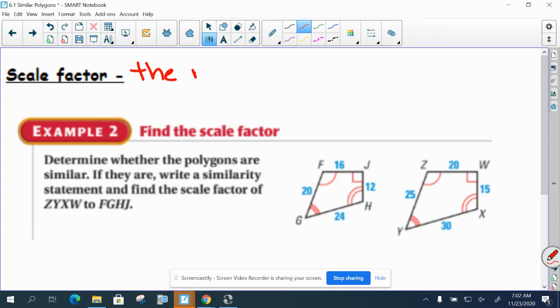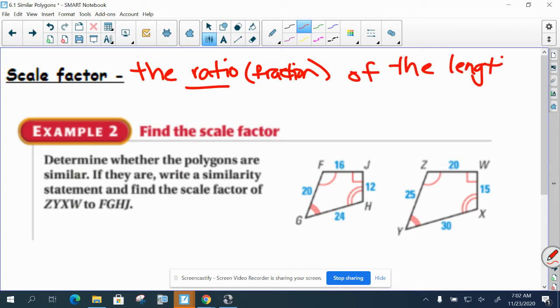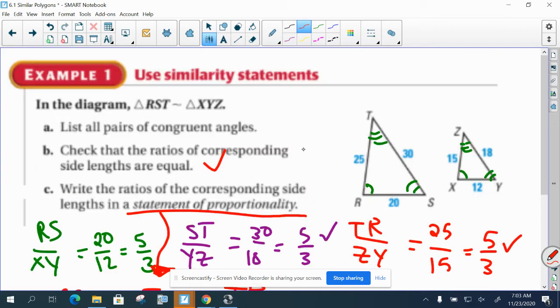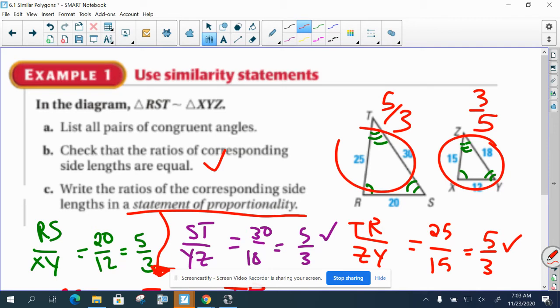All right, so scale factor is the ratio of the lengths of two corresponding sides. So it's the ratio, typically written as a reduced fraction, of the lengths of two corresponding sides in similar polygons. So in the last example, the scale factor of this triangle to that triangle is 5/3. Okay, now if we went from this triangle to that triangle, it would be 3/5.